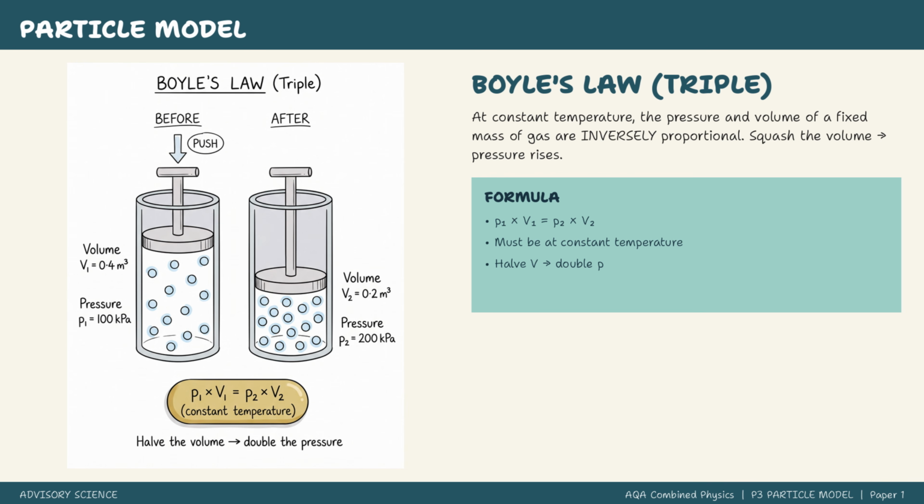The exam will give you an initial pressure and volume along with a new secondary volume and ask you to calculate the new pressure. To solve this, you multiply the original pressure and volume numbers together first and then divide that total by the new volume to find your final answer.